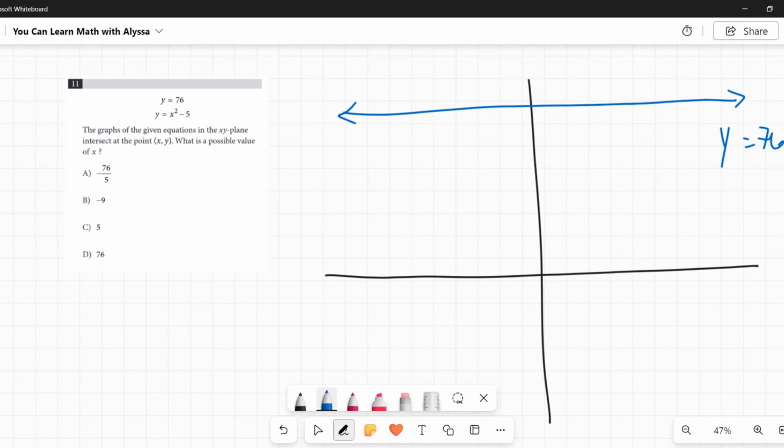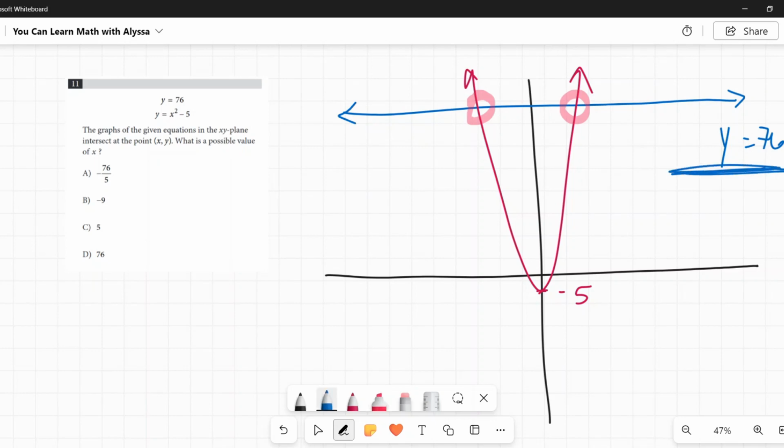And you're going to get a parabola that's going to start down at -5. Again, this is not drawn to scale. And then it's going to go up on either side. And what you're going to want to do is zoom in and find these 2 points of intersection. Make sure it's very precise that you are getting the point where they cross. When you find that point, y is going to be equal to 76 at both locations. It's kind of the telltale that you know you've hit the right spot.